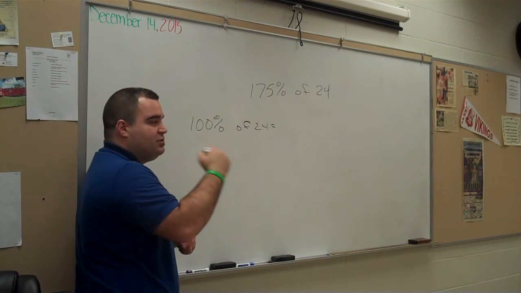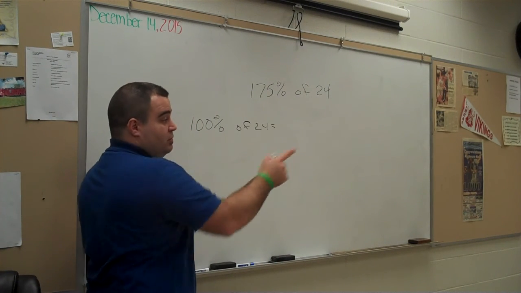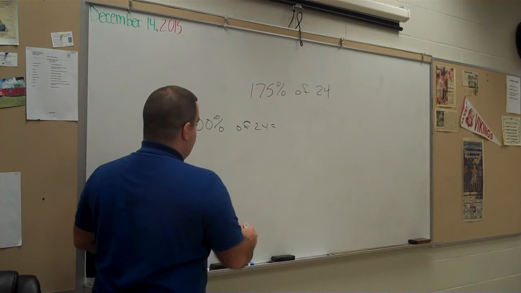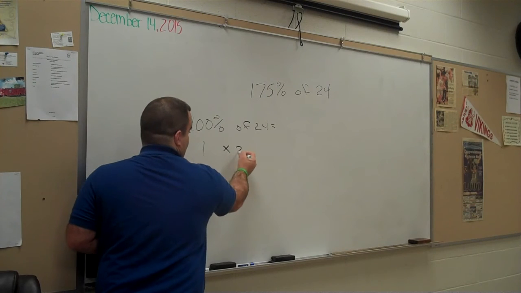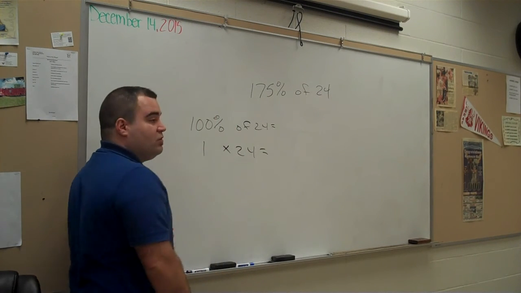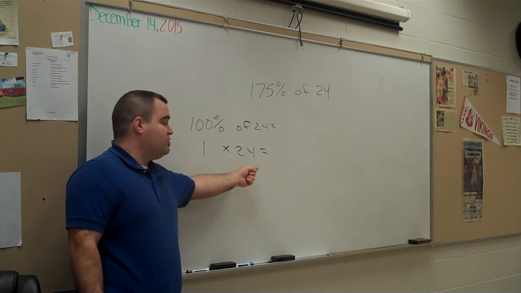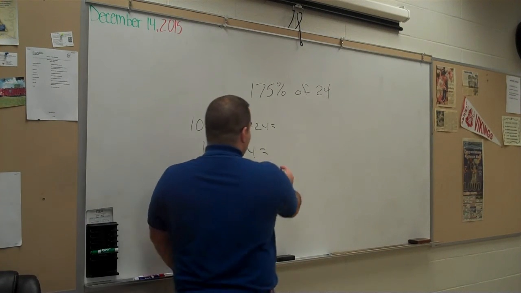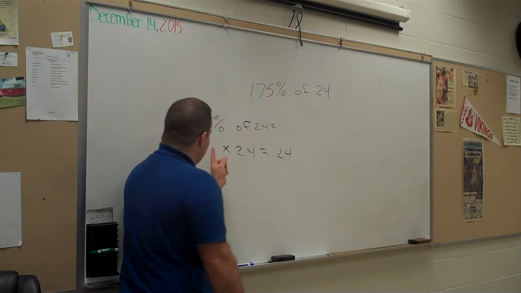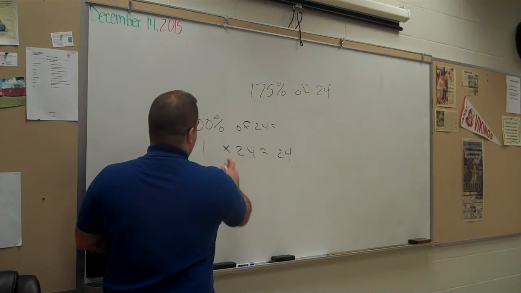Okay, let's do it my way. 100%, let's turn it into a decimal. 1.00. Or you can do 24 out of 1. So it's 24 out of 1. One whole. So class, how do you represent all of 24? 1 times 24 is? That's it. Wouldn't it be 2.4? No! 1 times 24.